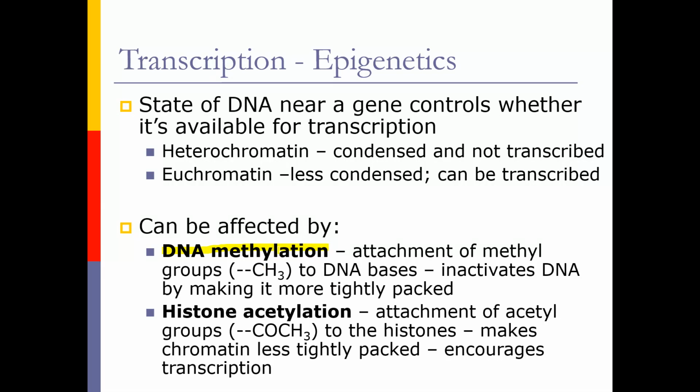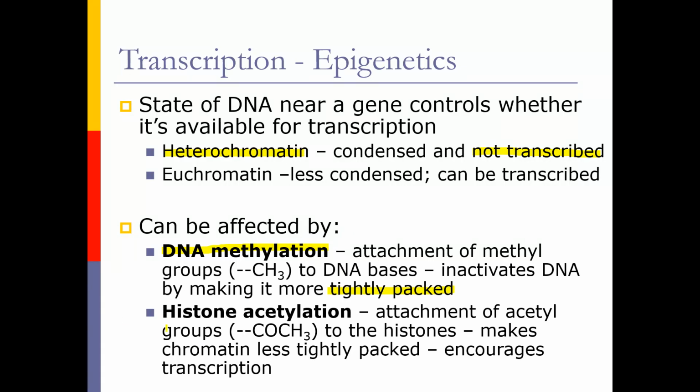So when our DNA gets methyl groups added to it, it actually makes the DNA more tightly packed, which essentially makes it unavailable. Okay, so it kind of turns it into this heterochromatin where it can't be transcribed. So DNA methylation is actually going to prevent transcription, which means it's going to prevent gene expression.